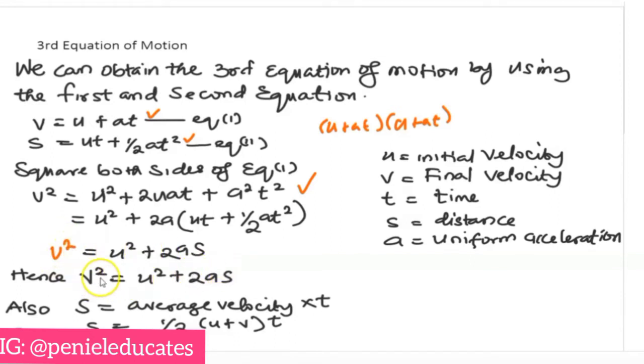So v squared is equal to u squared plus 2as, where u is the initial velocity and v is the final velocity. We have t as time, s as distance, and a as uniform acceleration. Also, we have s as average velocity multiplied by time. You remember that average velocity is u plus v over 2, then multiplied by time.